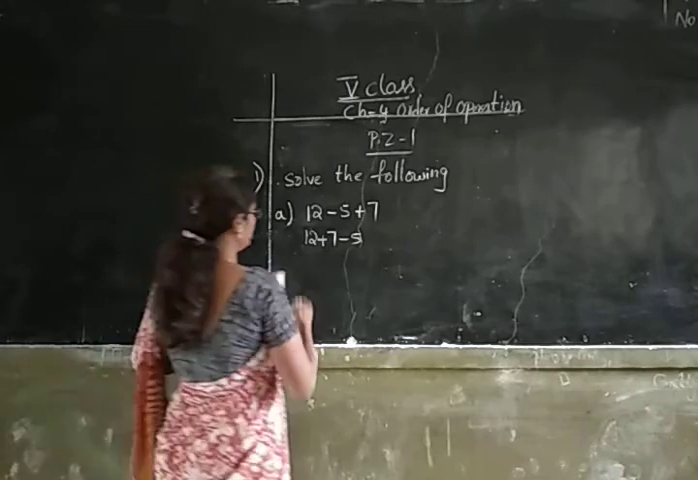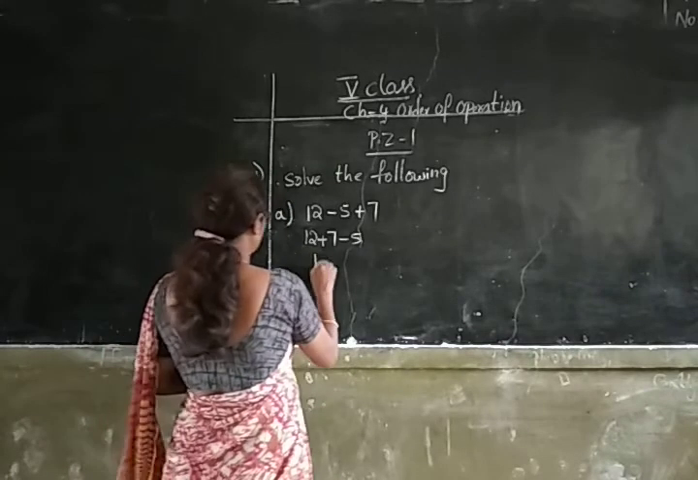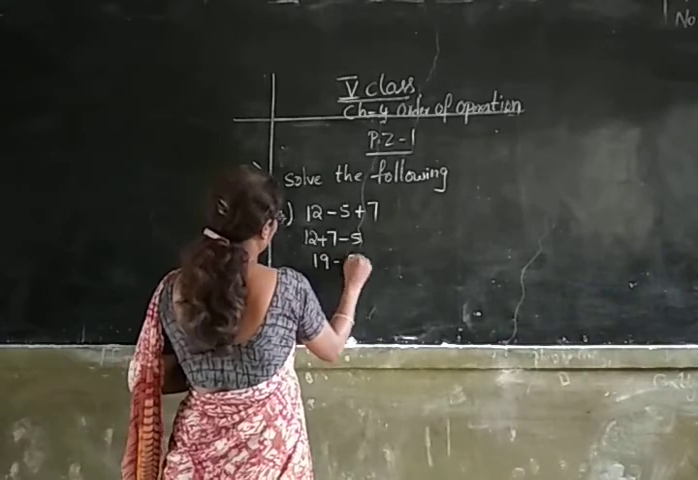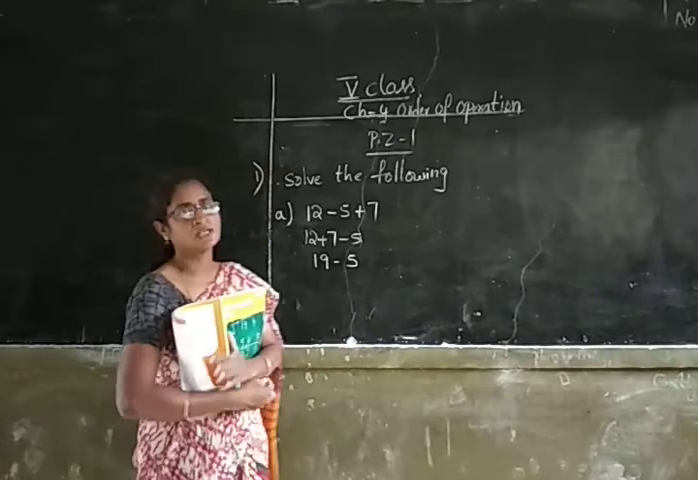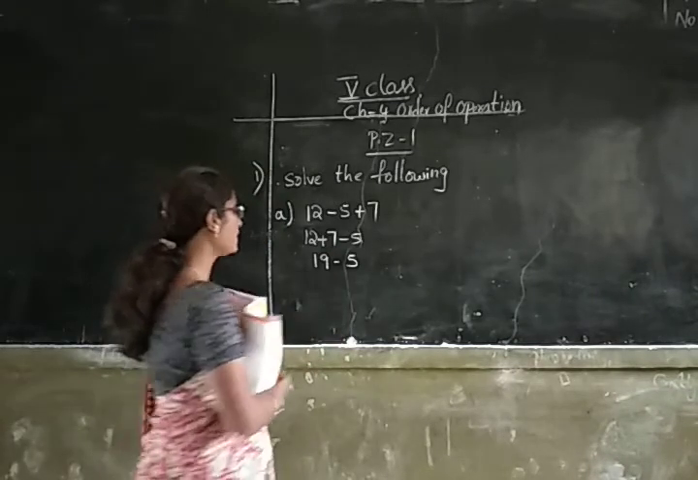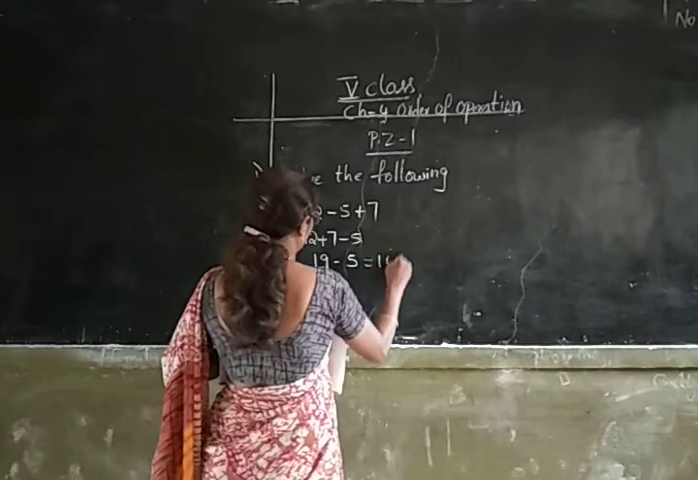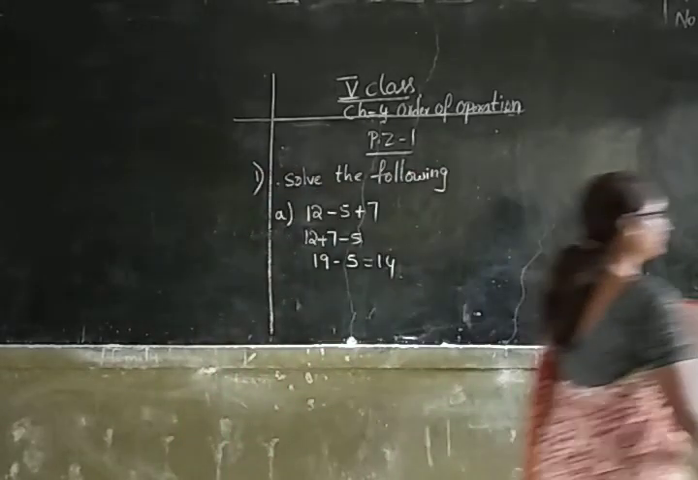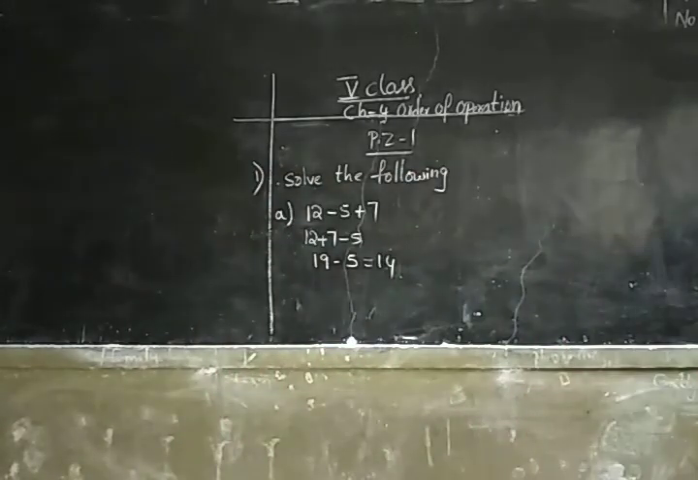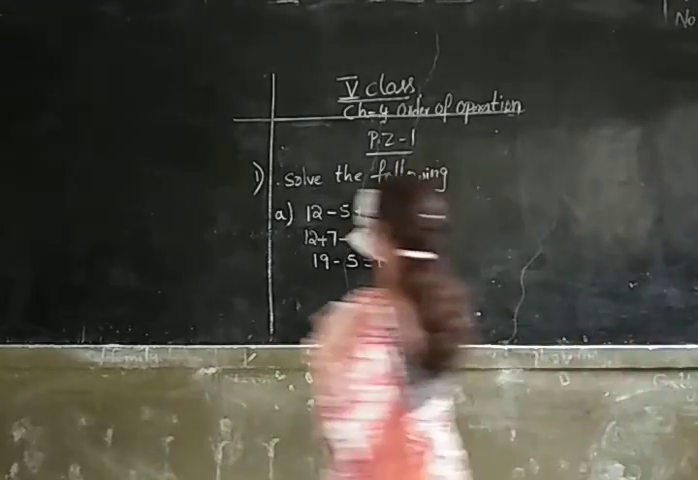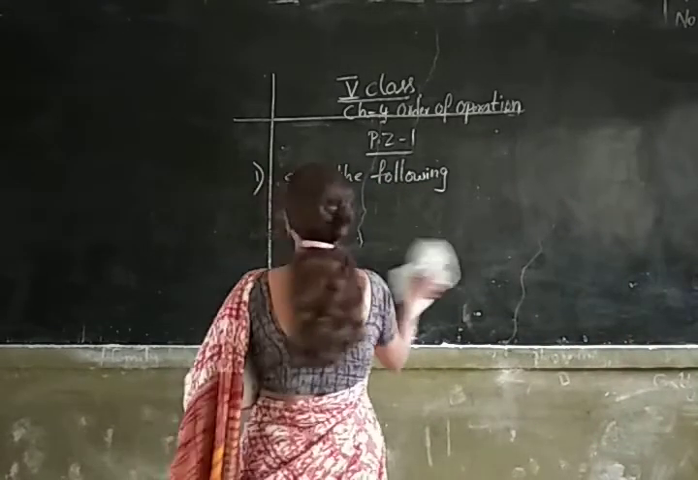Now 12 plus 7 is how much? 12 plus 7 is 19. And after doing the addition, you have to do the subtraction. 19 minus 5 is how much? 19 minus 5 is 14. Okay children, did you understand? That is the way of solving the sum.